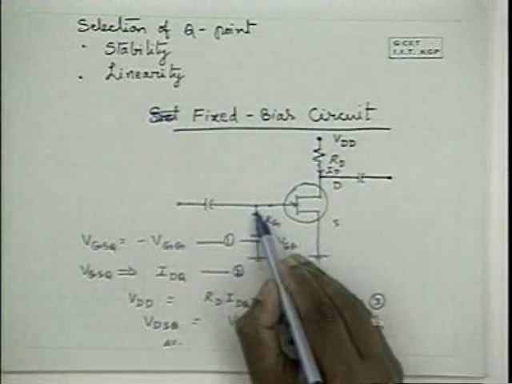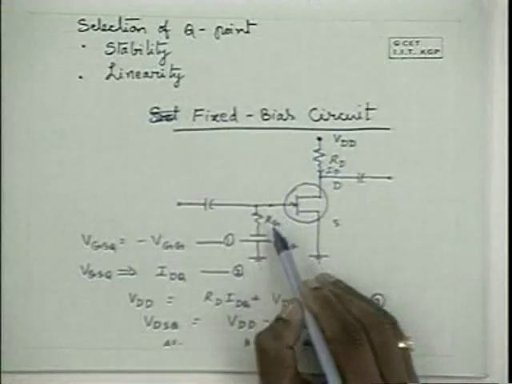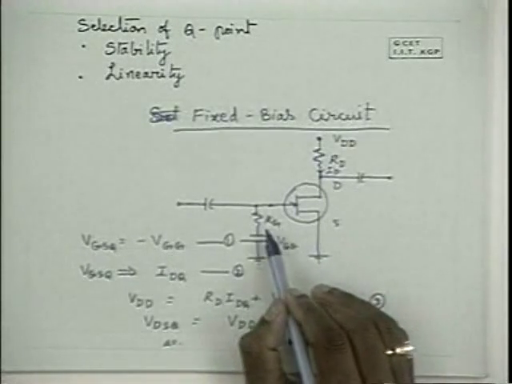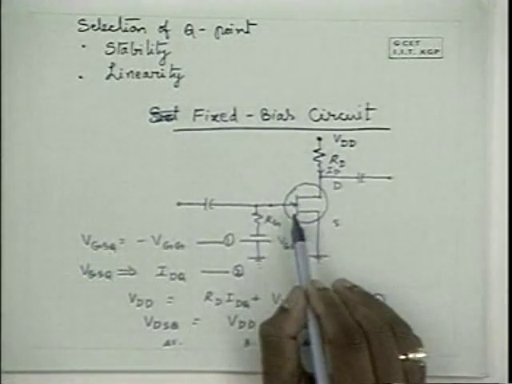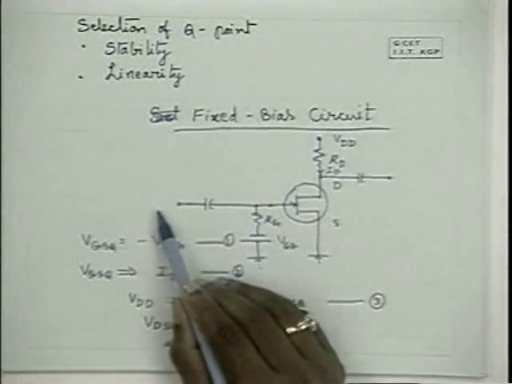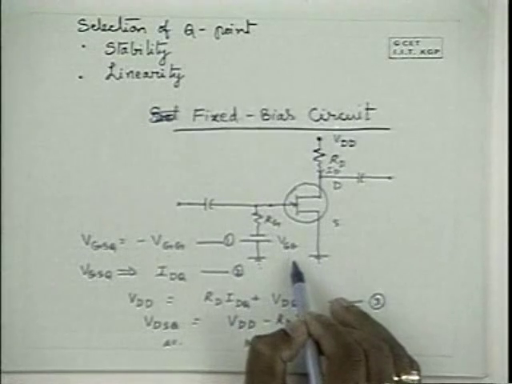Now this resistance here, this RG, what is its role? It doesn't have any role as far as biasing is concerned, because VGS is equal to minus VGG, because practically no current flows through this. But RG is required to see that the input alternating signals are not short circuited into the VGG source.